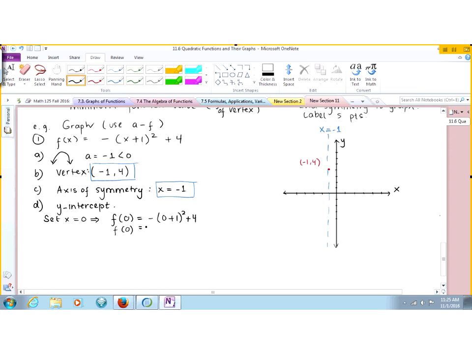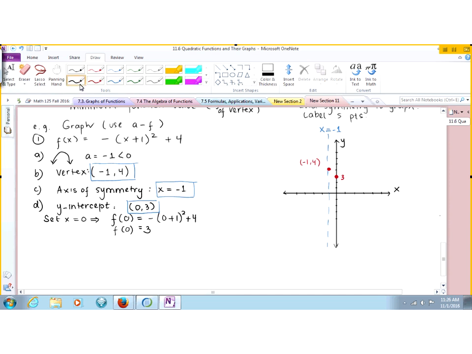What is it? 3? Yes, f of 0. So negative 1 plus 4 is 3. Can you write the y-intercept then? In ordered pair, this is a point, so we will write it as an ordered pair. What is it? (0, 3). And I'm going to draw it now. (0, 3) is right here. So that is (0, 3).